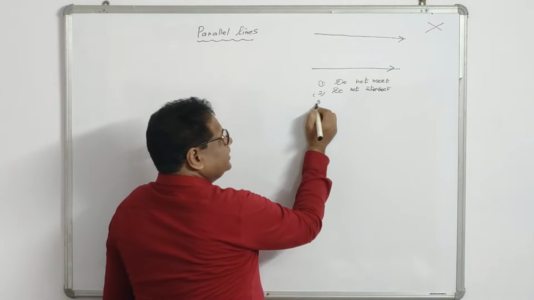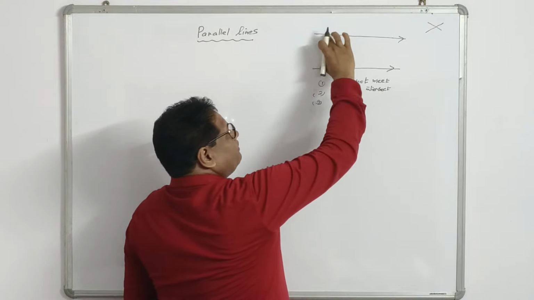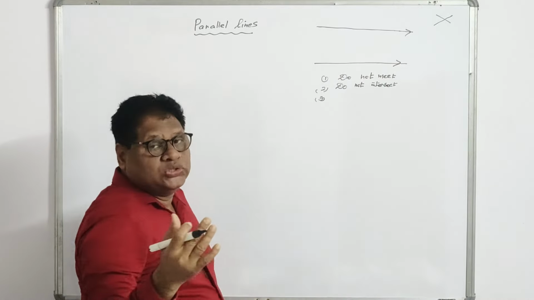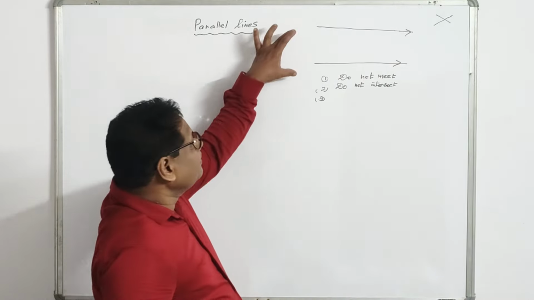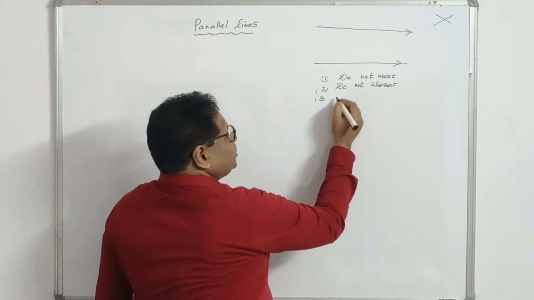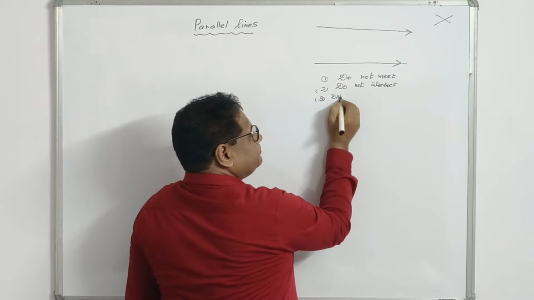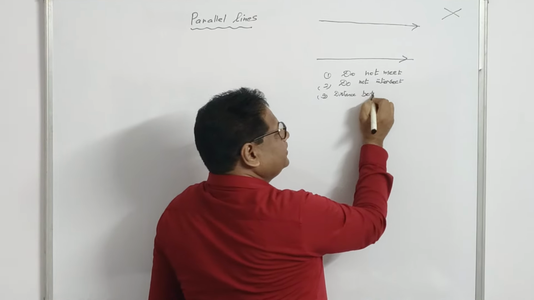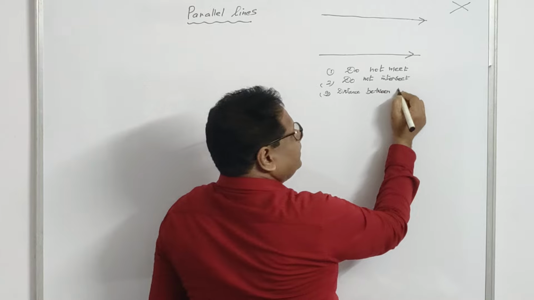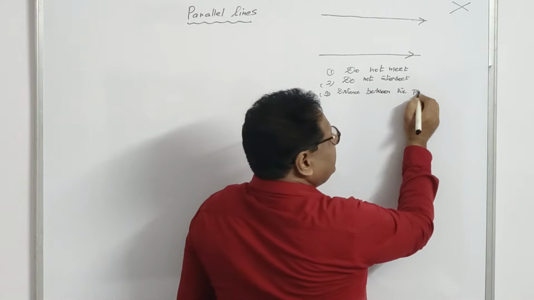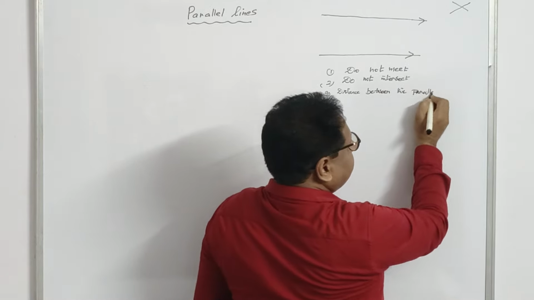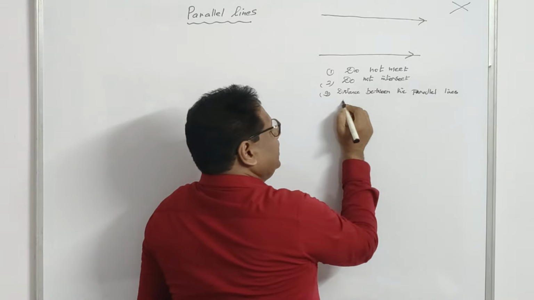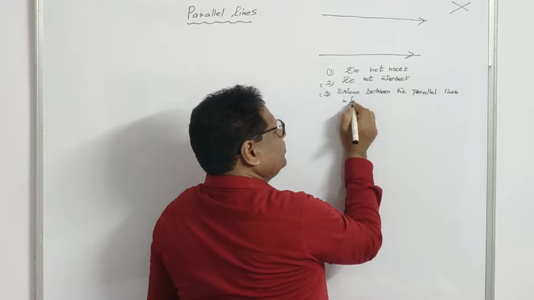Third, the distance between the parallel lines, this is the perpendicular distance, remains the same, just like the two railway tracks which are running parallel to each other. So the distance between the parallel lines is fixed.